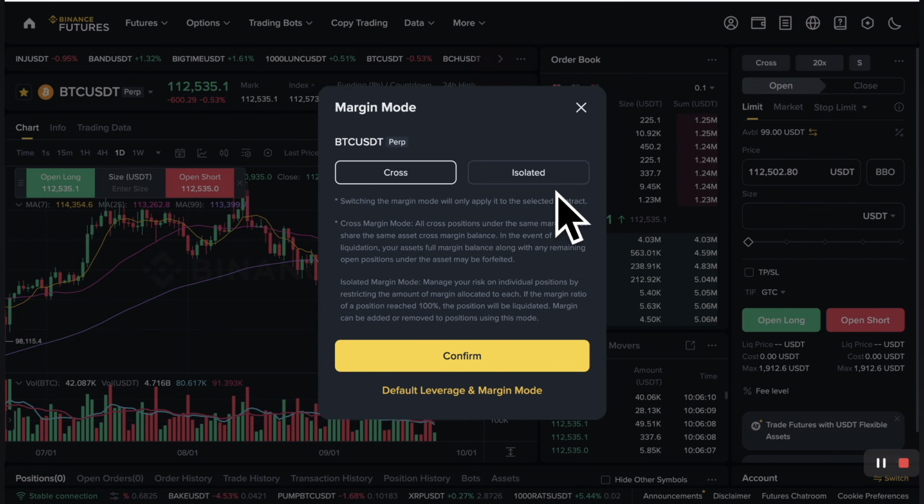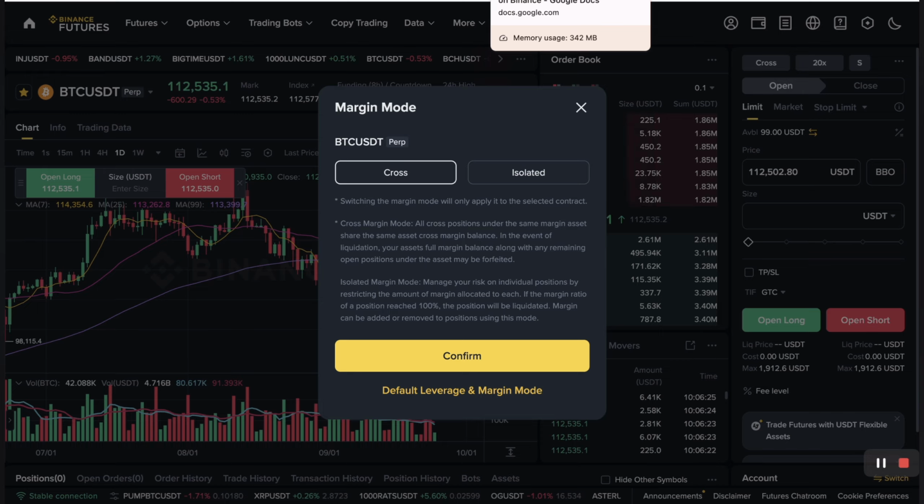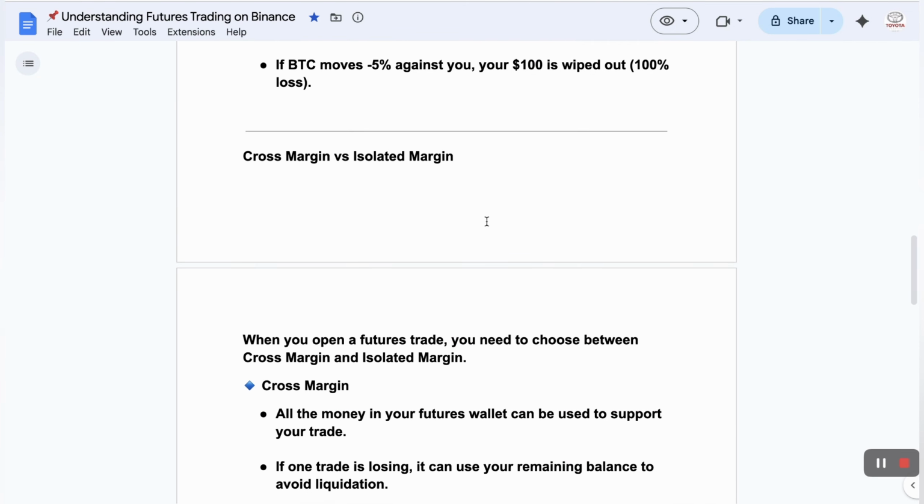Then we have isolated. What is the difference? We have cross margin, we have isolated margin. So what is the difference between cross margin and isolated? You have to understand the two before you commit yourself into futures markets. So we have cross margin.